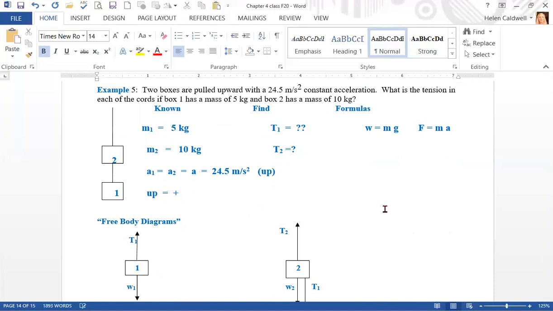We know M1 is 5 kilograms, M2 is 10 kilograms. We know the accelerations are the same. We're going to make up positive, and we want the two tensions because we have two separate ropes. And by now we know if we're only looking at tensions, we just need W equals mg and F equals ma, and any equations we can write based on the free body diagrams.